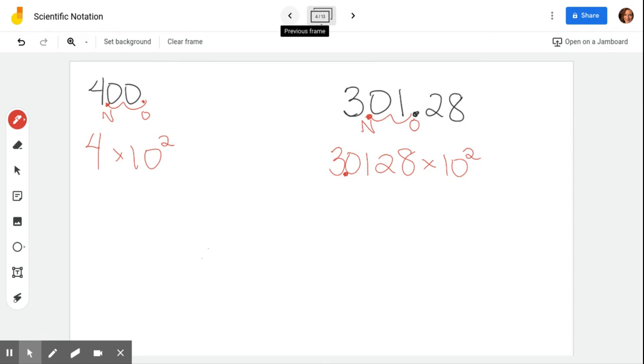If any of these happen to be negative, like if this had been a negative 301.28, the only thing I do different in my answer, you ready for this? It's really, really difficult. It's going to blow your mind. I put a negative in front of the 3. Mind blown, right? If it had been a negative 400, I just would have put a negative in front of the 4. It doesn't mean you're going to count backwards or do anything different. You just stick that negative sign in front.